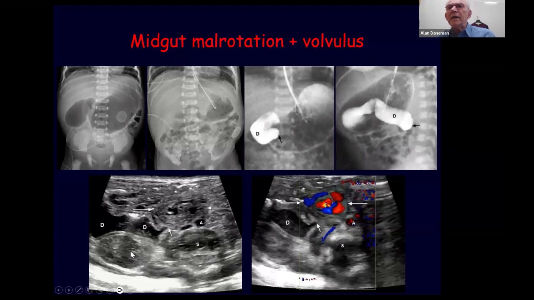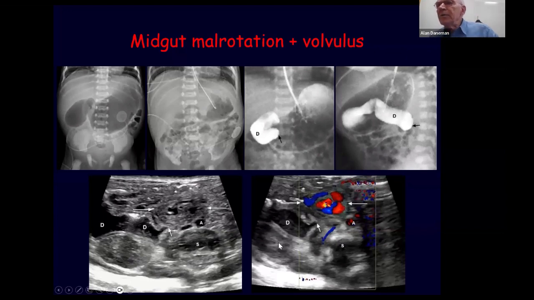Round about the time that this decision was being made, the ultrasound from the referring hospital turned up in our hospital, and everybody took a look at it. And what it shows is this big dilated duodenum here. This is the spine. Here's the dilated duodenum coming to a beak. And then you've got this mass in front shown by the arrows, which has the whirlpool sign of a volvulus.